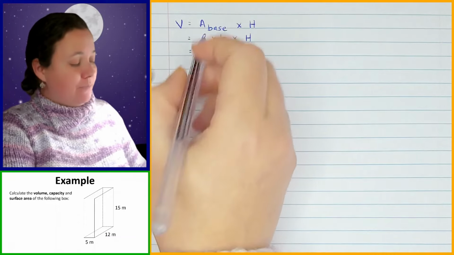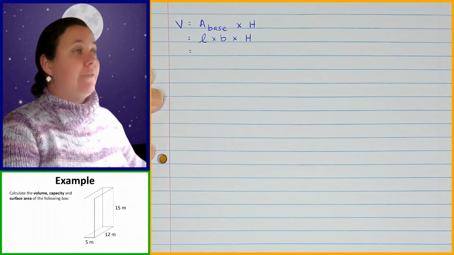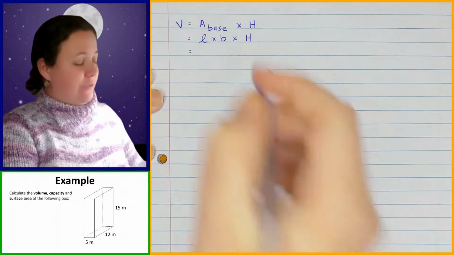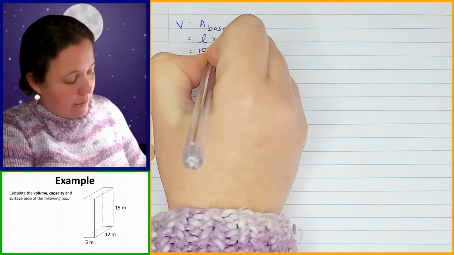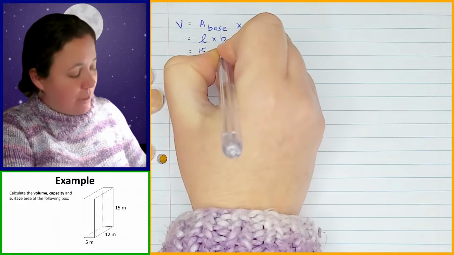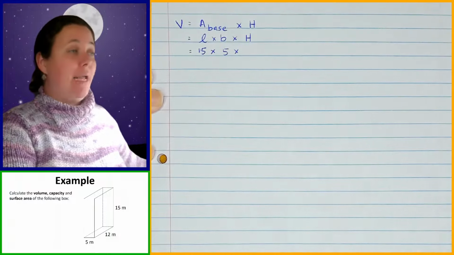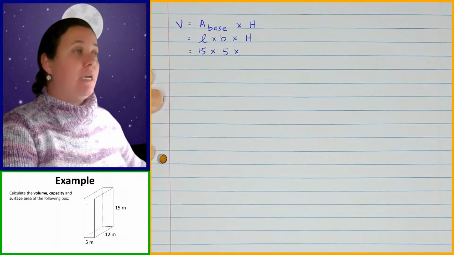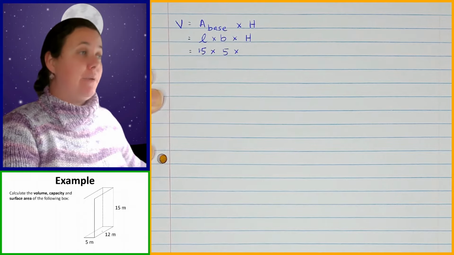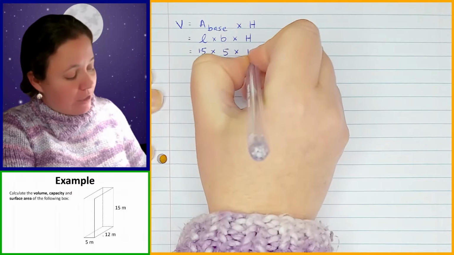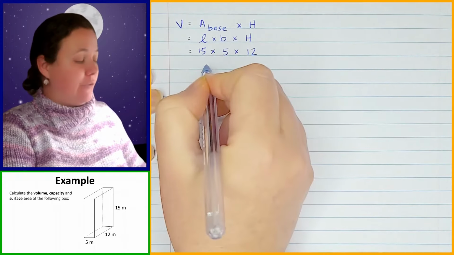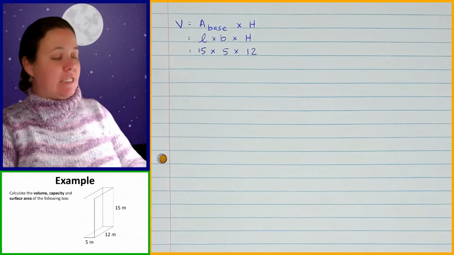Okay, so if I'm choosing to make this my base over here, the front, then the length is going to be 15 times the breadth, which is 5, times the height, which is the distance between the 2 ends. So if I'm choosing to make the front one of my bases and the back the other base, the distance between those 2 ends is 12. So that's going to be 12 over here. So I'm multiplying all 3 of them together. 15 times 5 times 12. Okay, so let's go and work that out.